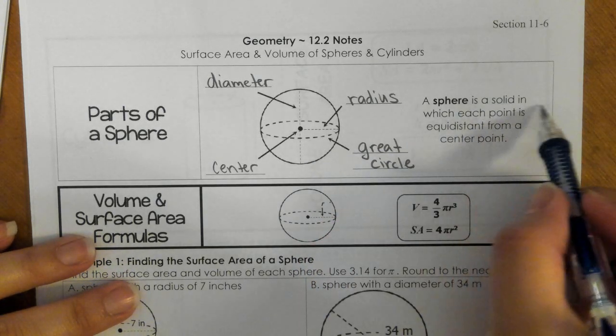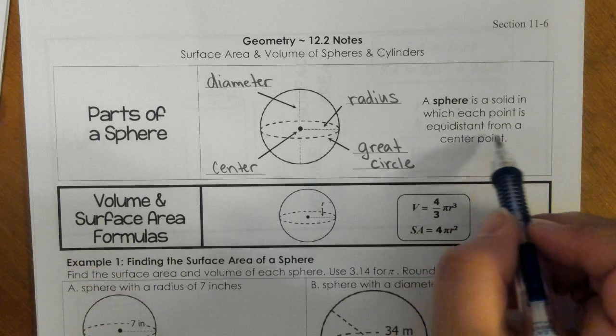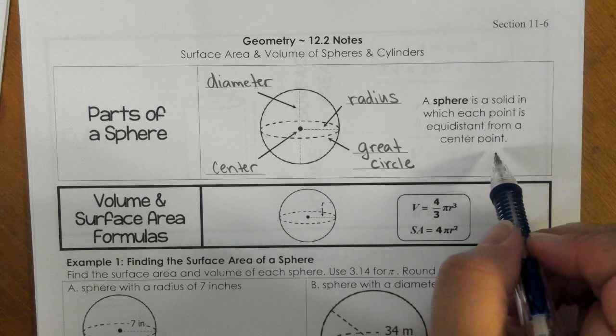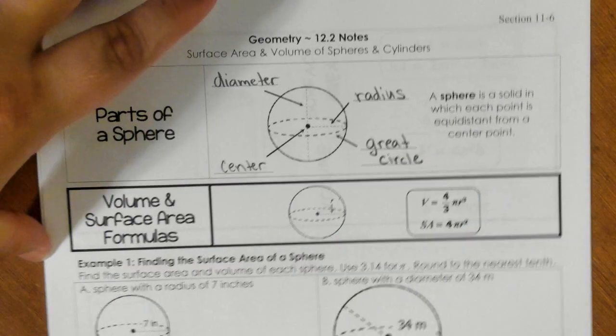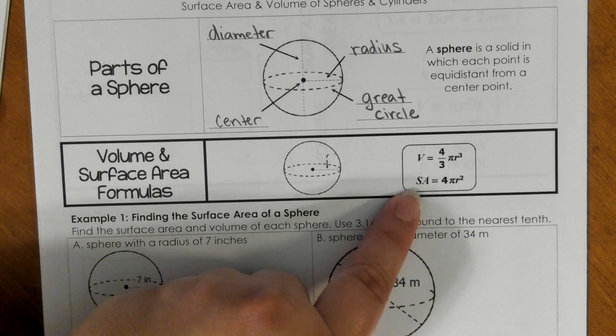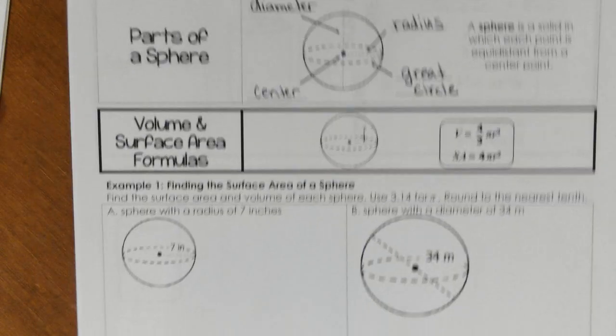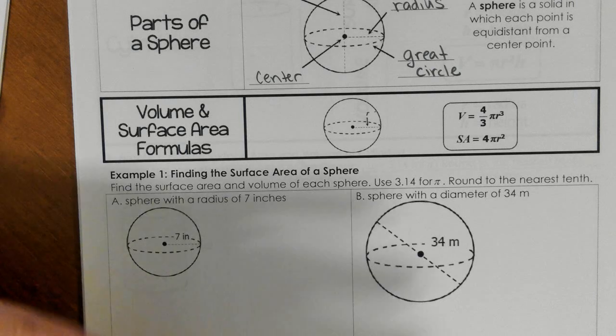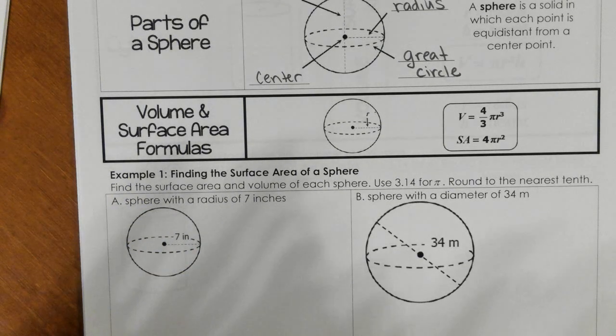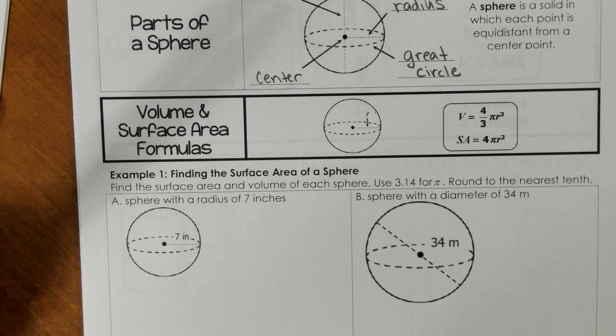Okay. A sphere is a solid in which each point is equidistant from a center point. That would be your radius, basically. All right, so we're given the volume and the surface area formulas right here. So the surface area would be like, if you had a piece of paper and you could cover the entire sphere with that paper, how much of the paper covered the sphere? That's your surface area. Your volume is if you had a little hole at the top and you could pour liquid in, how much liquid would be inside of that sphere? How much would it hold?